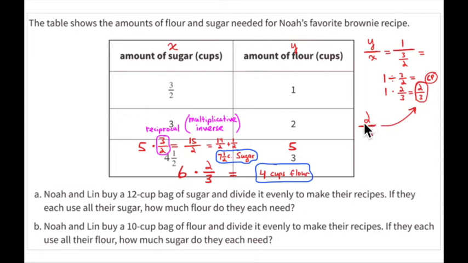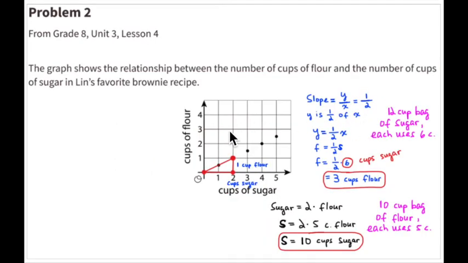So which recipe is sweeter? Back here for Lynn, for 4 cups of sugar, she used 2 cups of flour. So if I read it the opposite way, how much sugar is used for 2 cups of flour? That's going to be twice as much sugar. So notice you're now using the reciprocal of the constant of proportionality. The reciprocal of 1/2 is 2. So the amount of sugar used is twice as much, or times 2, the amount of flour that's used. So 2 cups of flour uses 4 cups of sugar.